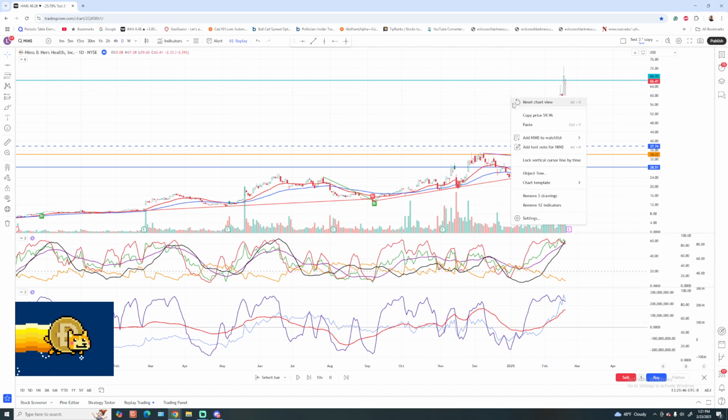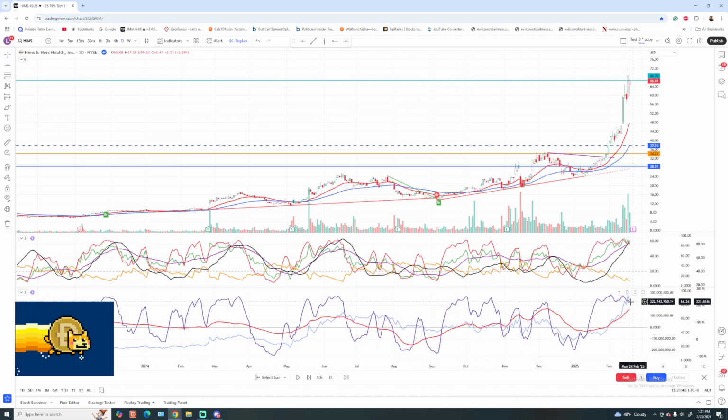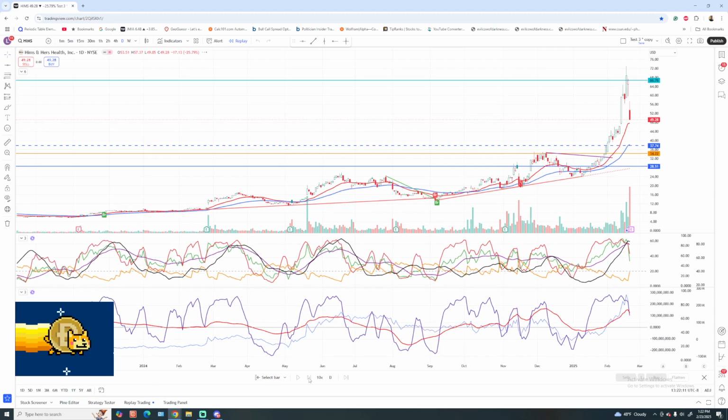Also, another indication that I knew Hims was slowing down: right when this purple line crossed that blue line, that's another level thing. It's sort of exhausting itself too. So then I would do a put for next week, and my target price would be that 20-day moving average, which would be 47.45. So if you press next, it goes straight down to 49. Makes sense.